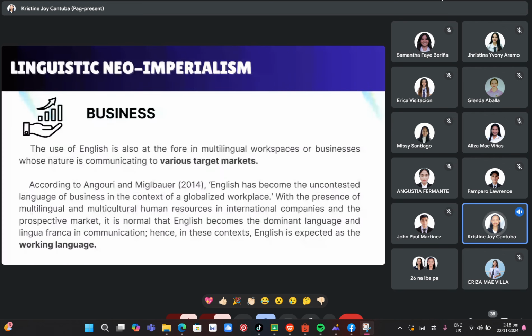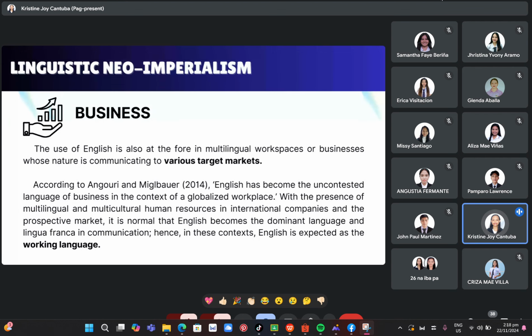And next, linguistic neo-imperialism in the domain of business. English as a medium of communication in global business is undeniable. According to I in 2018, there is an initiative to strengthen and innovate the teaching of business English in countries where English is not a primary language of trade and business, like, for example, China, which is aimed at a globalized business context. The use of English is also at the fore in multilingual workspaces or businesses whose nature is communicating to various target markets.